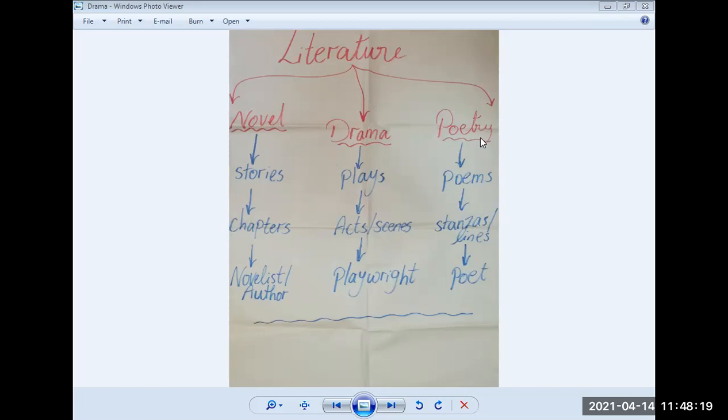As for poetry, it's the art of writing poems. These poems are divided into stanzas and the stanzas into lines. And the person who writes poetry is called a poet. Today we're concerned with drama, plays.